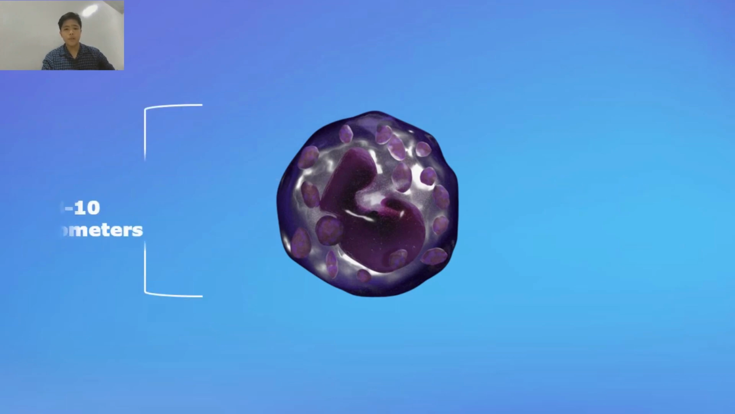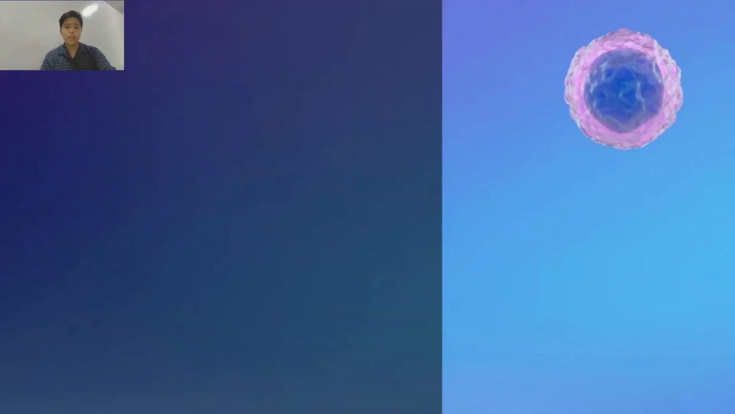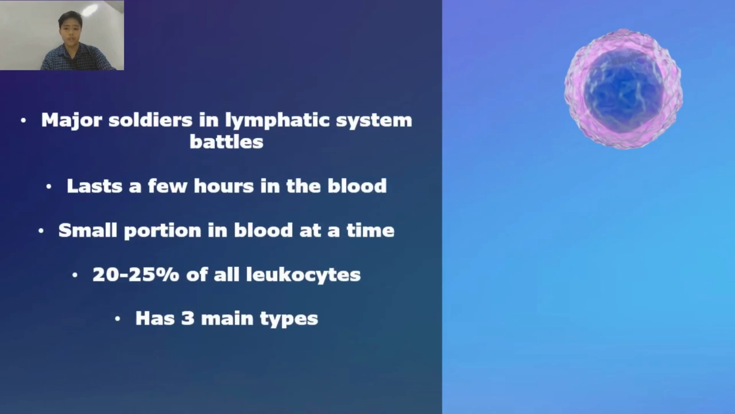The last type is the lymphocytes. These are the major soldiers in lymphatic system battles. But sadly, they only last a few hours in our blood, and since they last for a short duration, only small portions are present in our blood at a time, which is around 20 to 25% of the total WBC population.